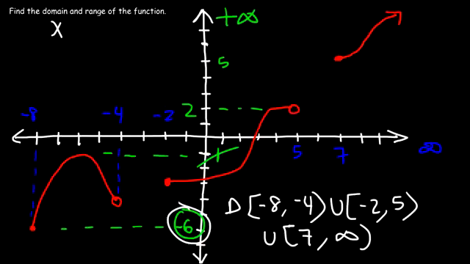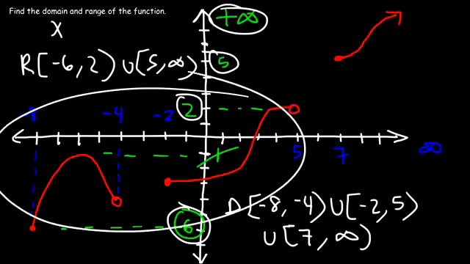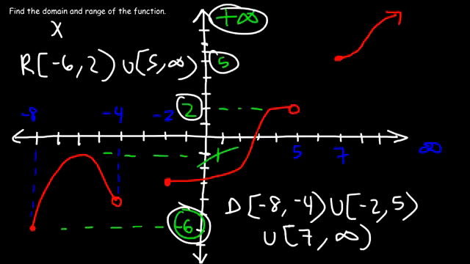So these are the points of interest. So the range is going to be -6 to 2. It does include 2. And then union 5. It does include 5 to infinity. Now, if this section confuses you, here's what you can do.